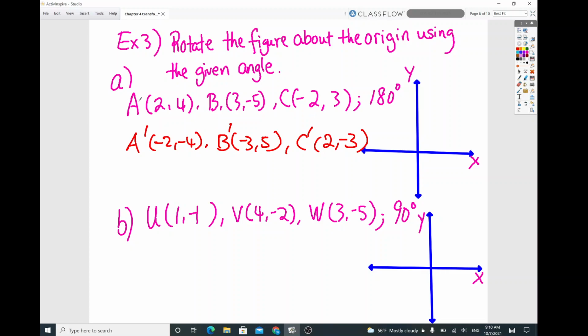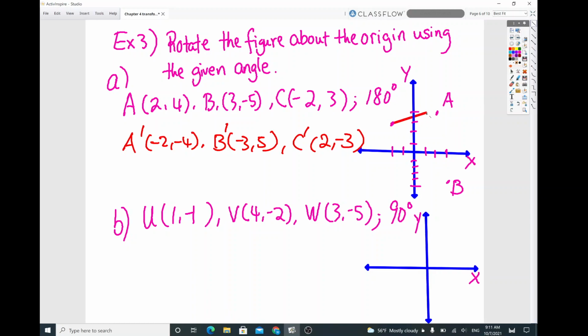So 3 positions, 3 vertices. Triangle again, and then a prime, b prime, c prime. So 2, 4. Basically just plot those points. 3, -5. And then -2, 3. Okay, once you get all those points, just connect them. So it's a triangle again.